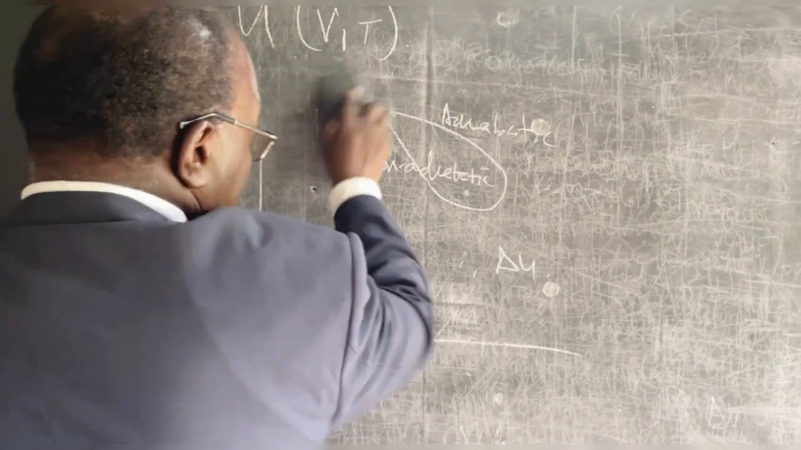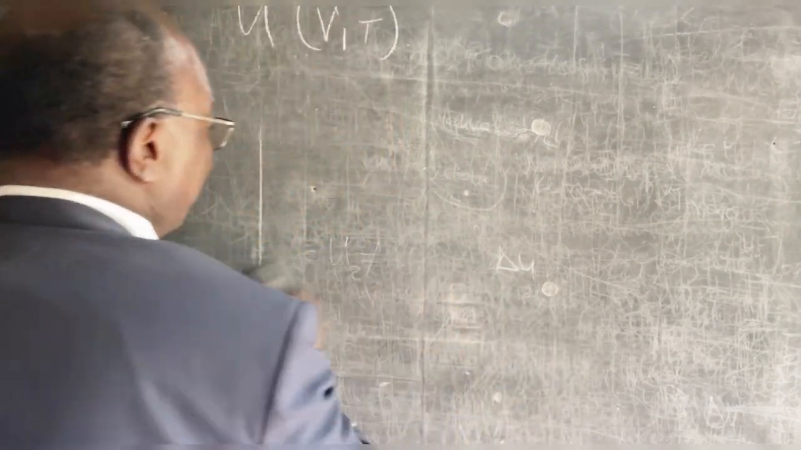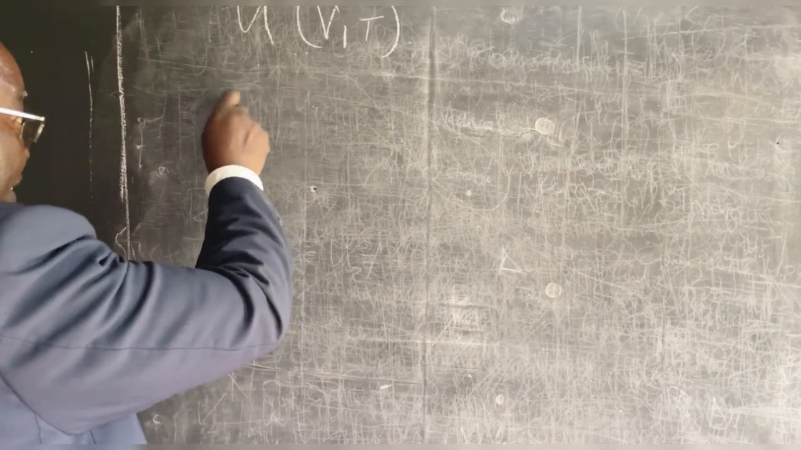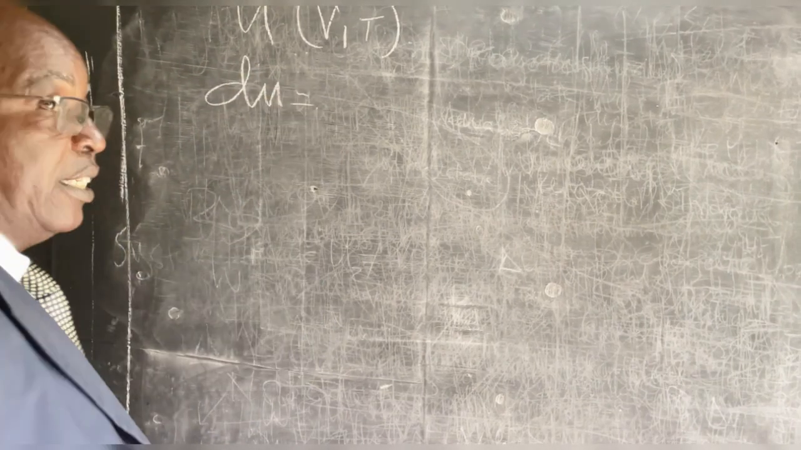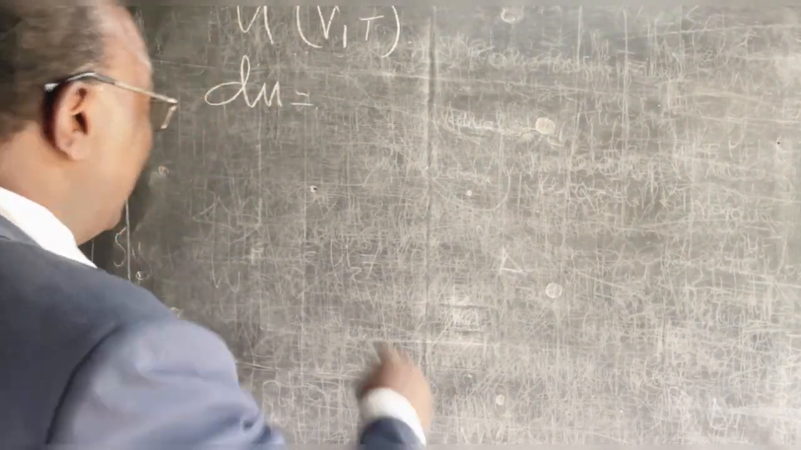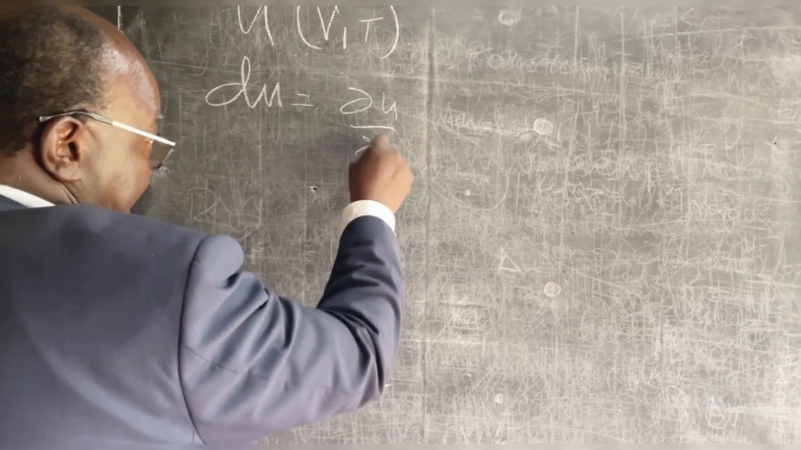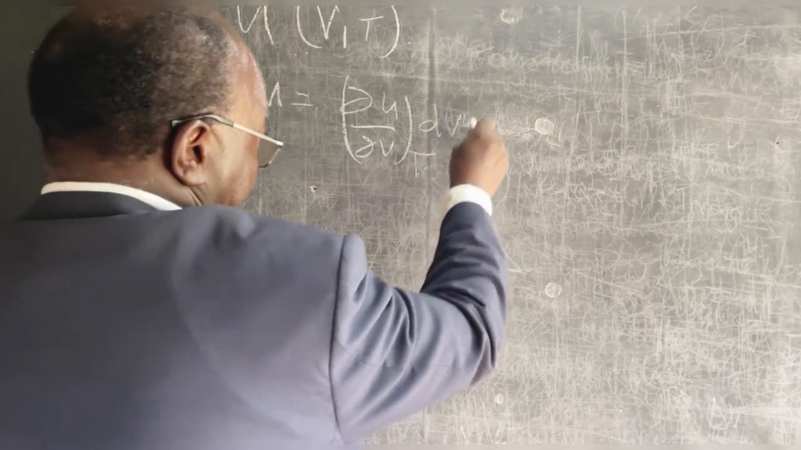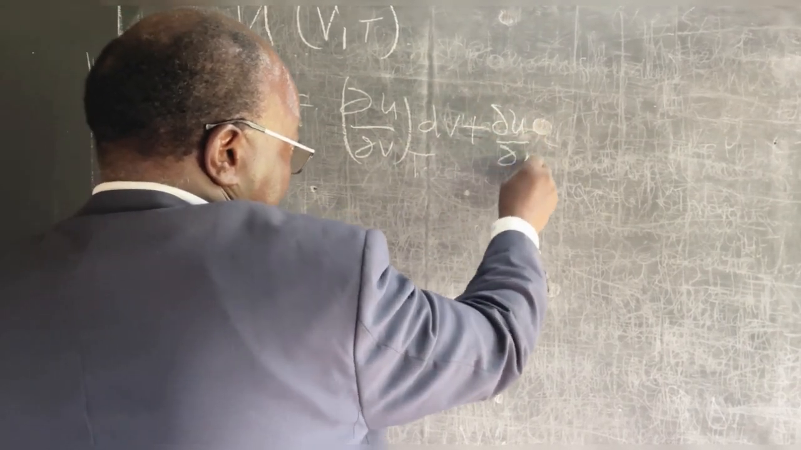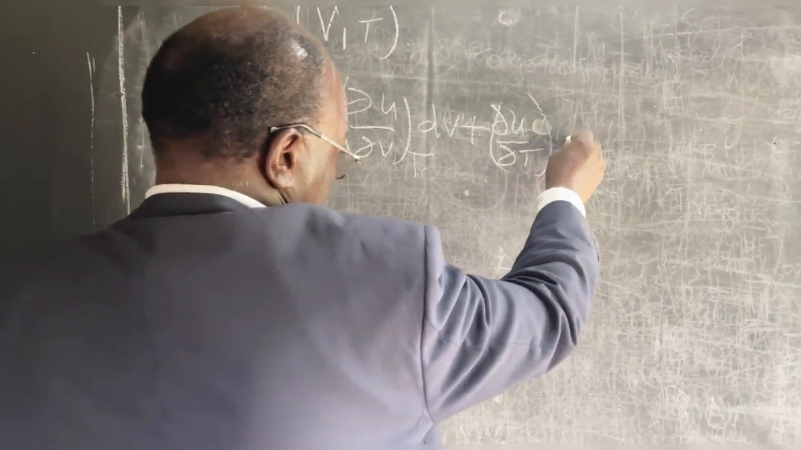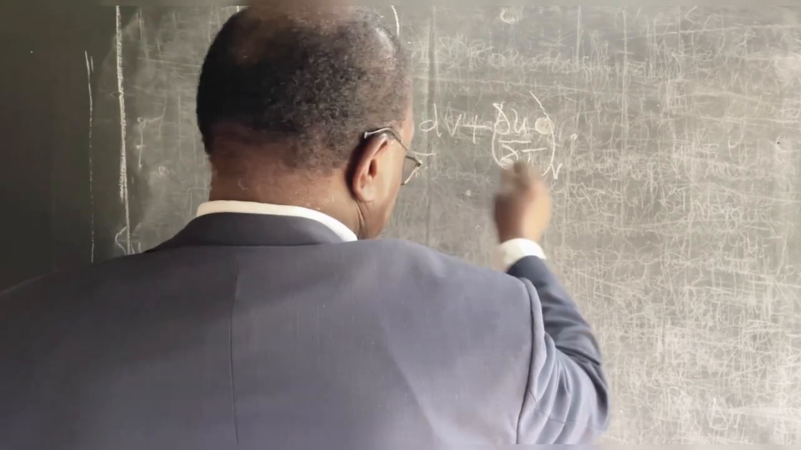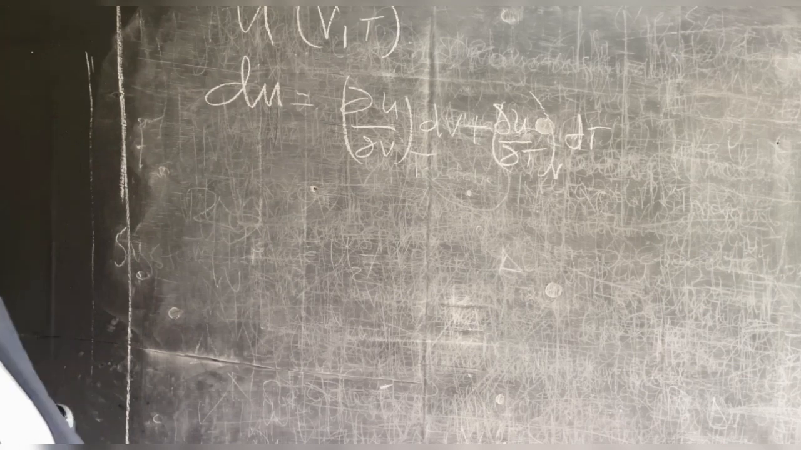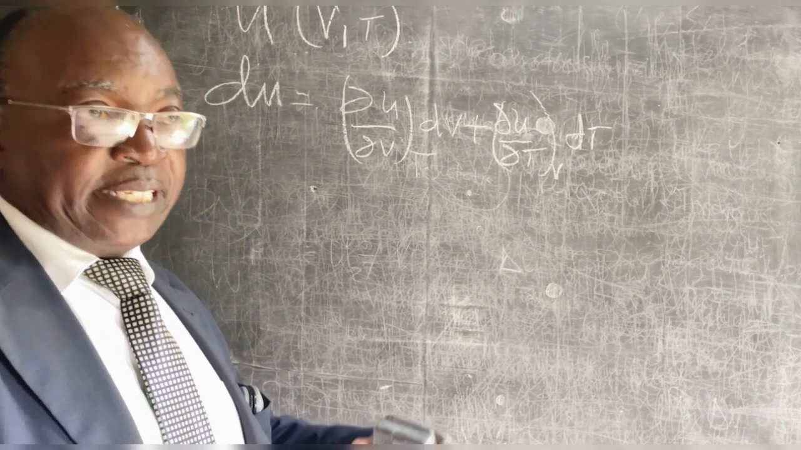So, what does that mean? We say that a thermodynamic state function is an exact differential. And if it's an exact differential, then you can write the total derivative of this internal energy, dU, as (∂U/∂V) at constant T dV, plus (∂U/∂T) at constant V dT. Because it's an exact differential. And we have said all state functions are exact differentials.